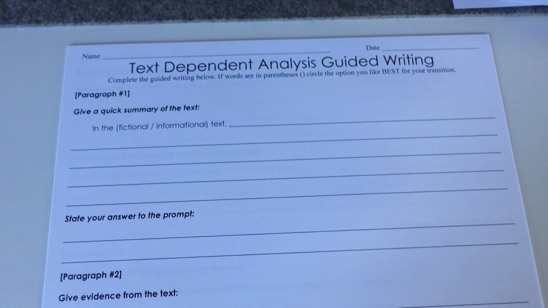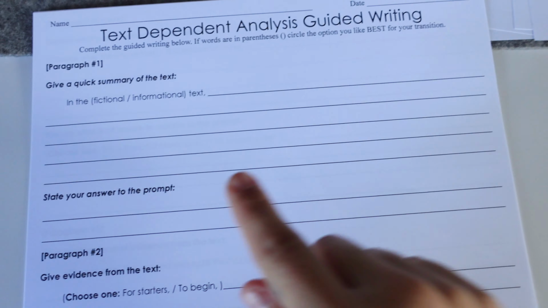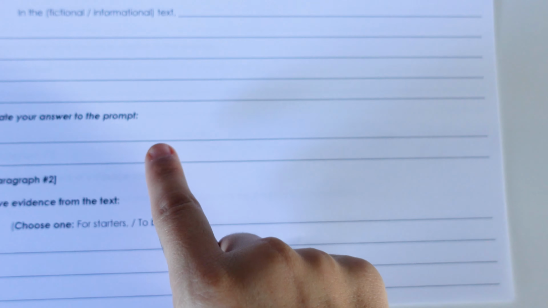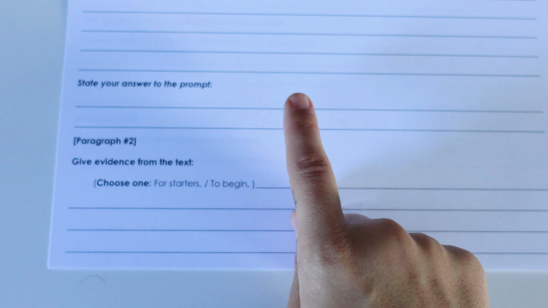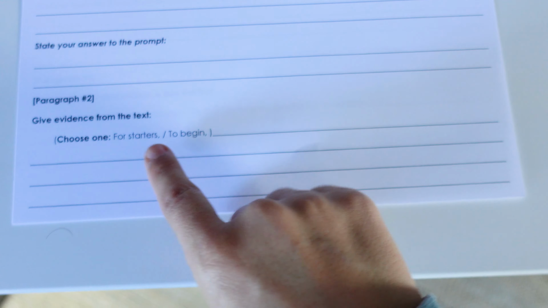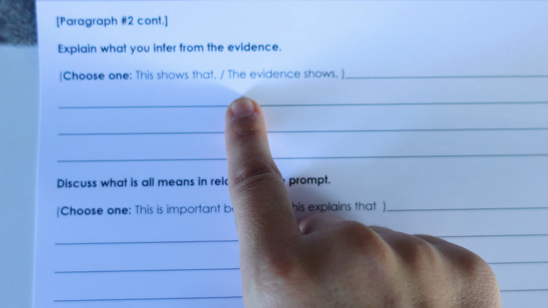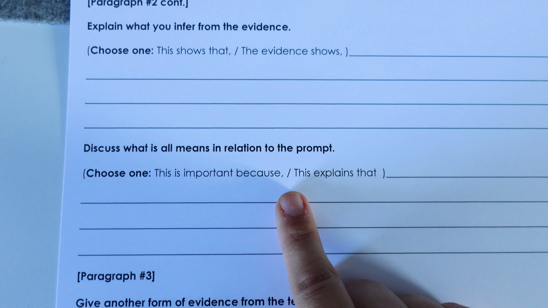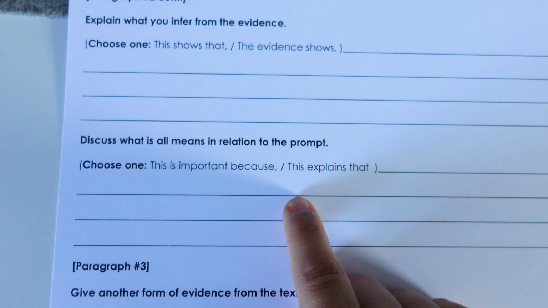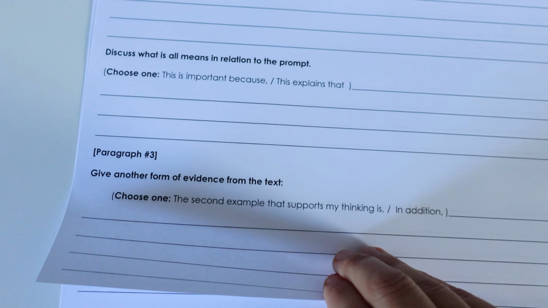So for 4th through 6th grade, this is where yours looks a little bit different. Same thing, summary. We're going to state the prompt and then answer it as well. You're going to give evidence from the text. So I have sentence starters for you. You're going to have an inference that they're making, which is here. Then you're going to go into what this means in relation to the prompts. And then you're going to go into the next one.